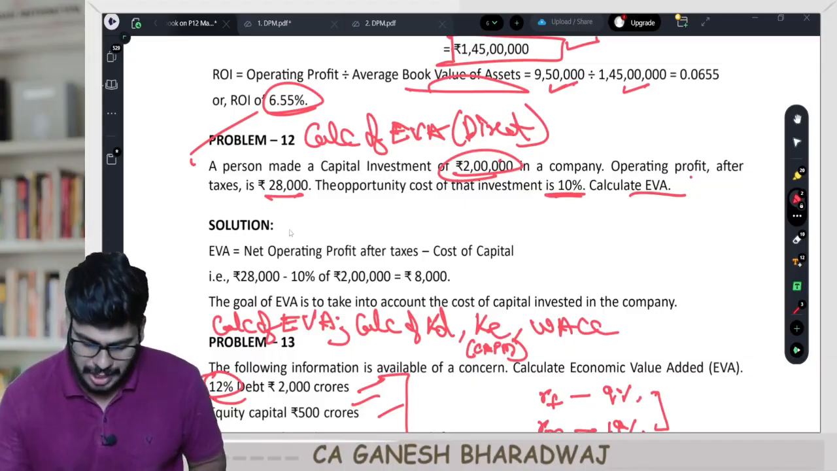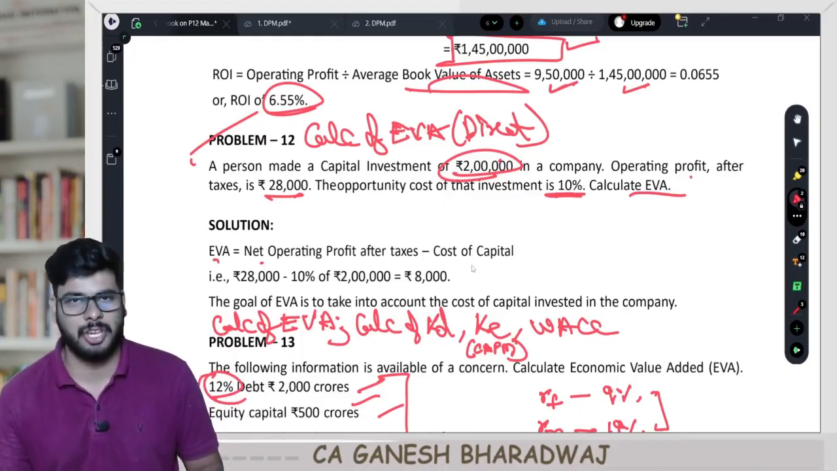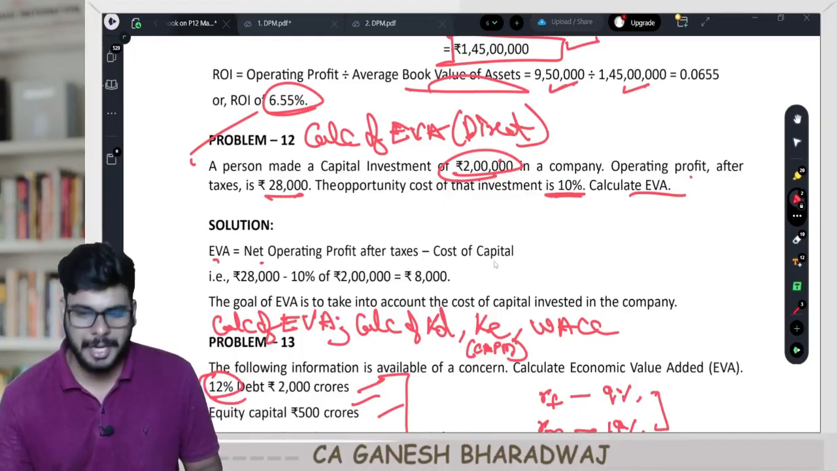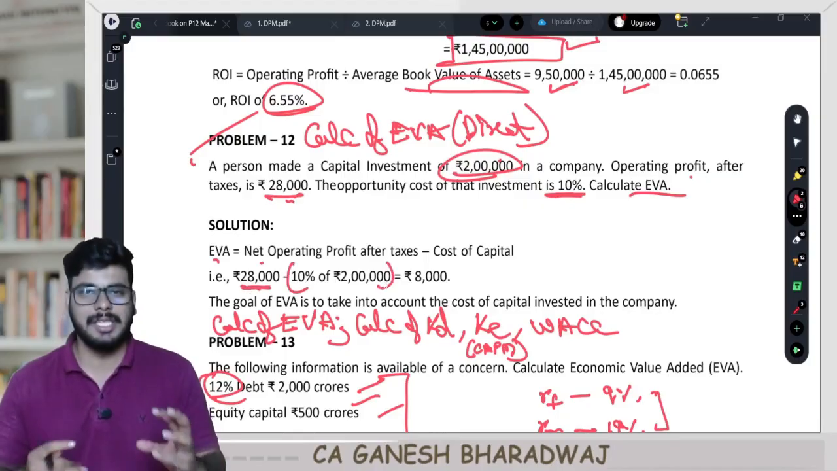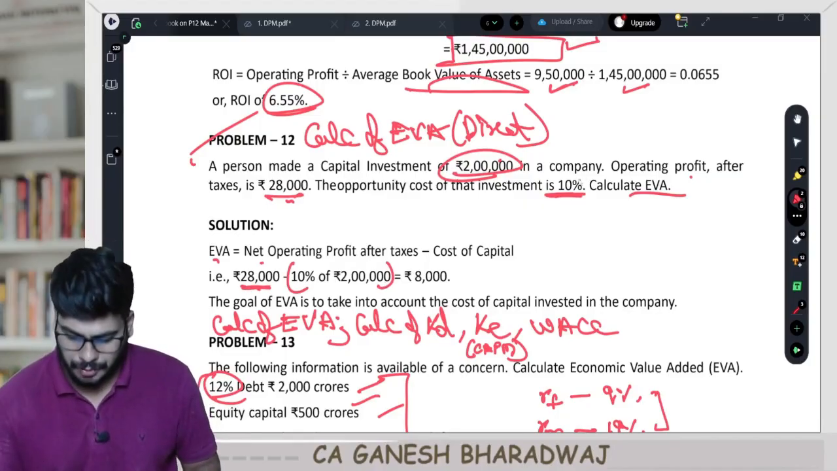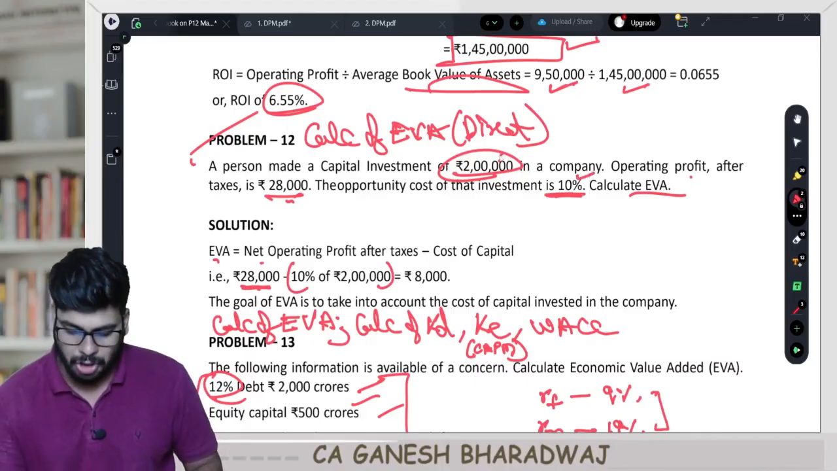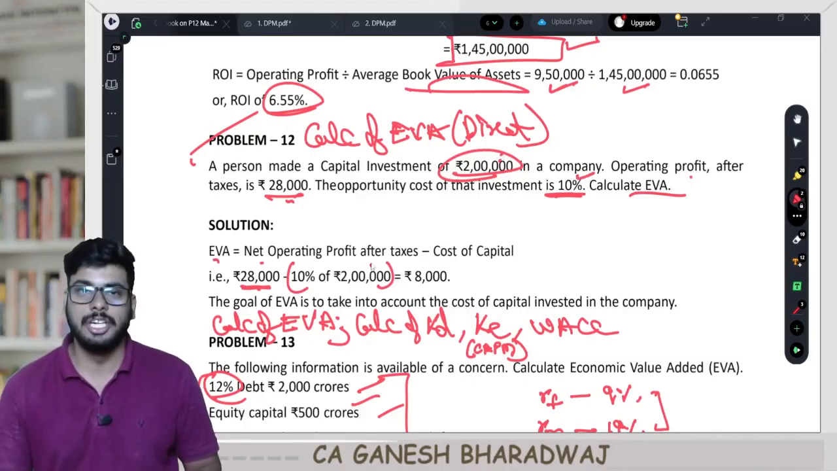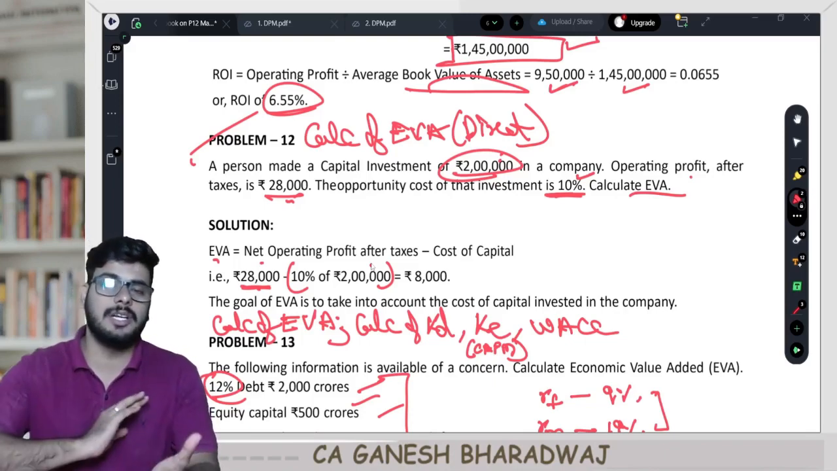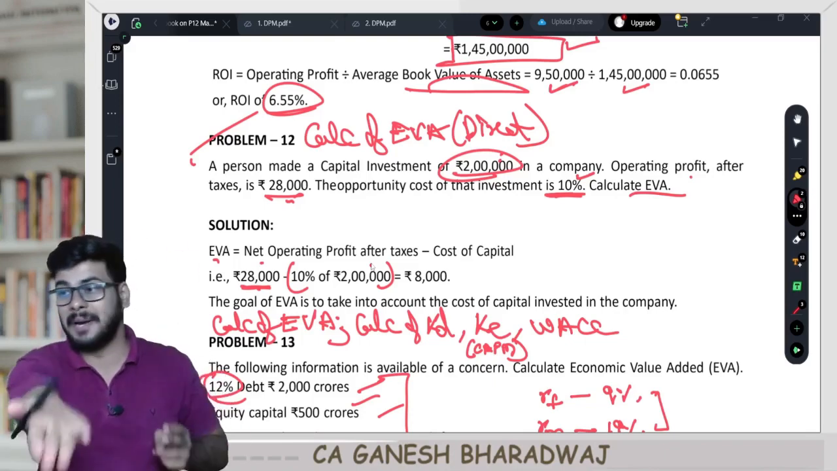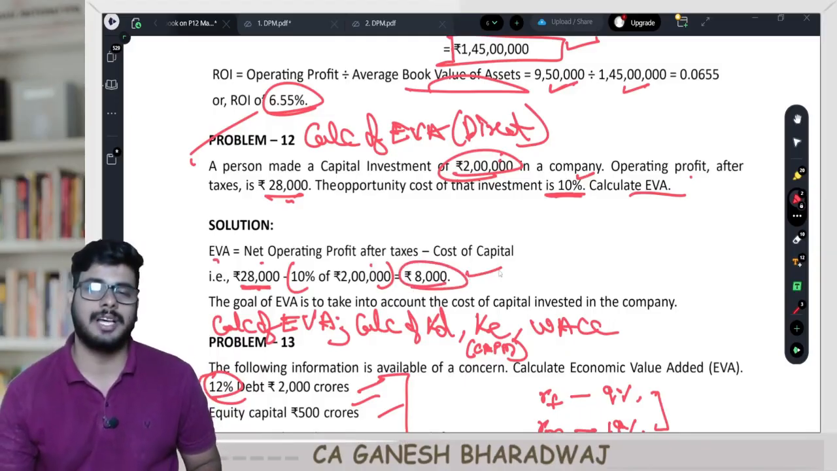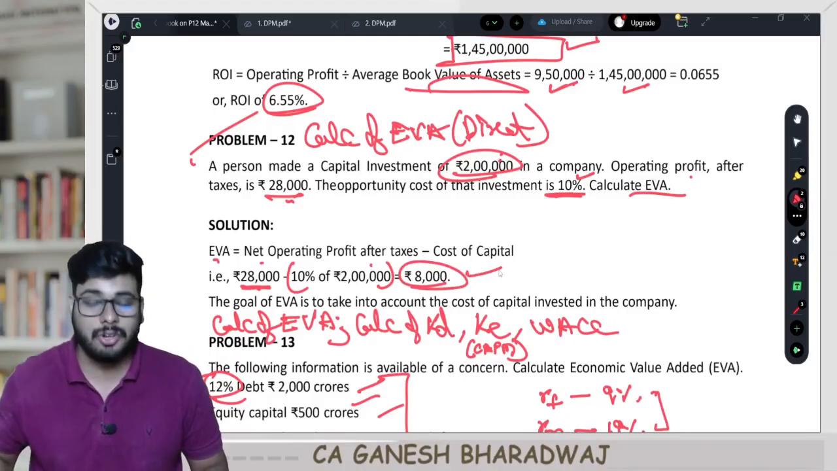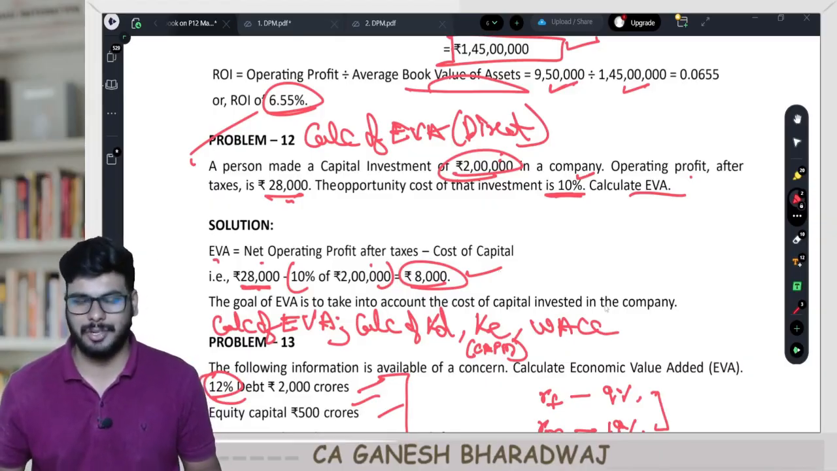Very simple. So EVA is net operating profit after taxes minus cost of capital, right? What's my net operating profit after taxes? They have given the figure 28,000, minus the overall cost incurred for all the sources of finance. So it's going to be 10% on 2 lakh, that is 20,000. So the cost incurred for fundraising is 20,000, but I have generated 28,000. This extra 8,000 is called economic value added. Are you clear with this, guys?